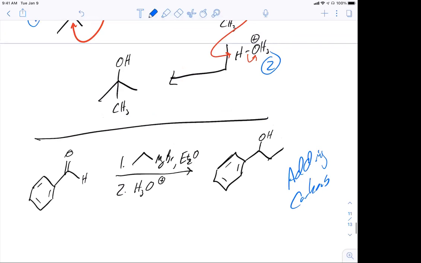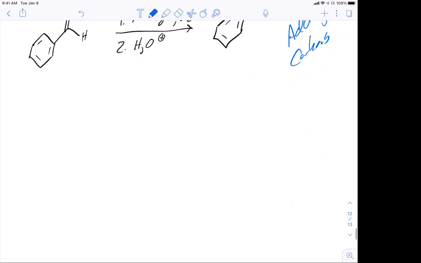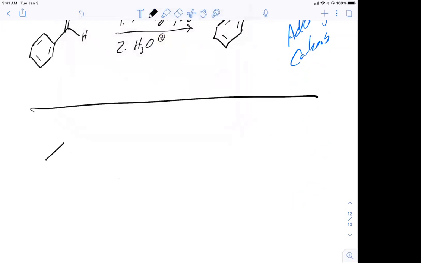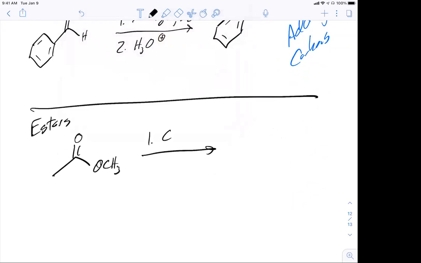So aldehydes and ketones, to do this is pretty straightforward. We can also do this with esters. Here we are going to put two equivalents.